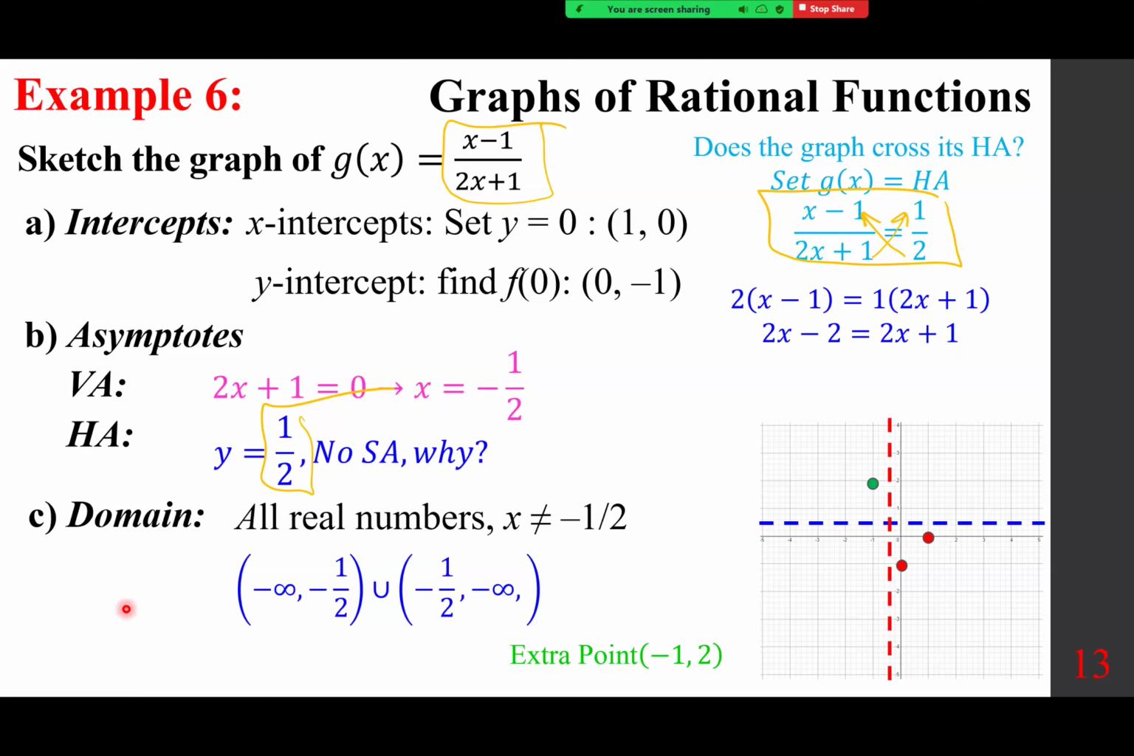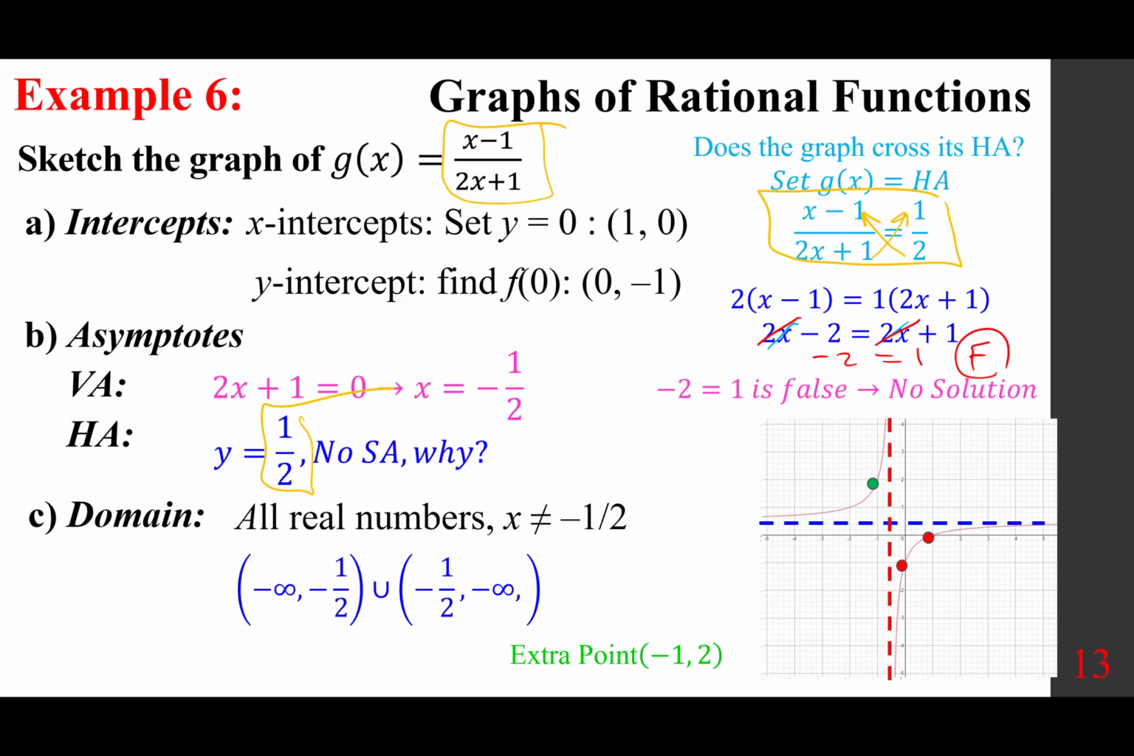And I hope you recognize that these two cancel each other. Minus 2 equals 1 is a false statement. Okay. Minus 2 equals 1 is a false statement. That means no solutions. That means no, they don't cross. And now if you graph, this is what you get, everybody. So this was clear. And this one, we came up with one more point. We have the graph. That's all we do to graph any rational function. We go through the process.